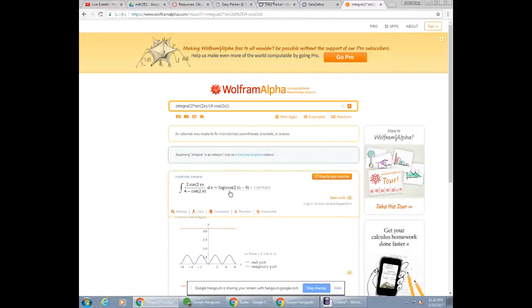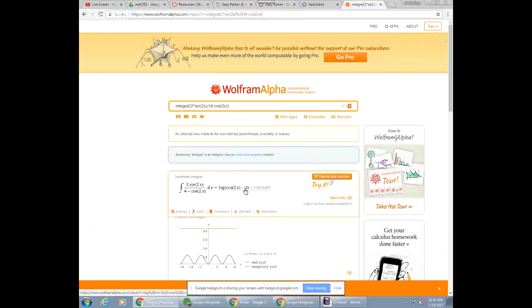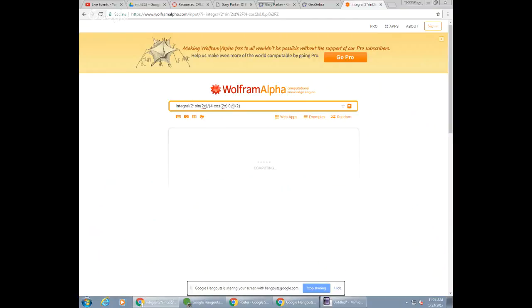Natural log of the cosine of 2x minus 4, which is pretty much what we had but flipped, without the absolute value. Okay, so that's equivalent to what we had. I can also come in here and say, comma, start at 0, go to pi over 2, and hope it recognizes I want to evaluate it. If I typed it right, it'll do it. If I didn't, it'll give me something bizarre.